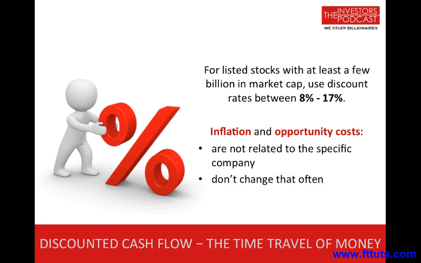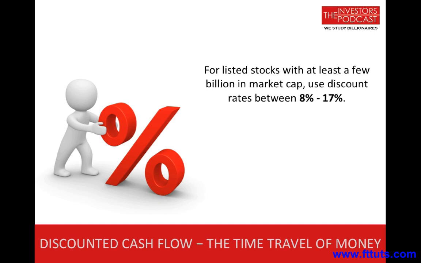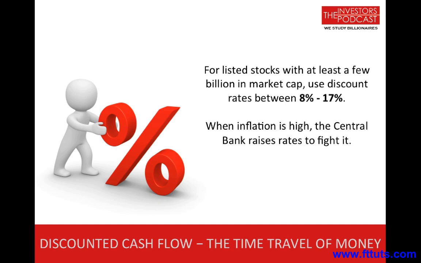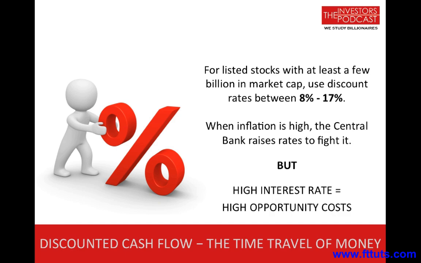What I would suggest is to get an overall picture of the 2 factors, as they tend to correlate. The reason for this is that when inflation is high, for instance 4 to 5% or higher, the central bank typically raises rates to fight inflation. However, as you have just learned, a higher interest rate also means higher opportunity costs.